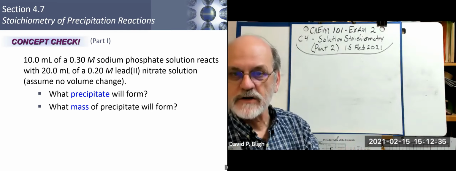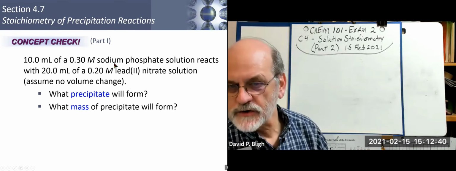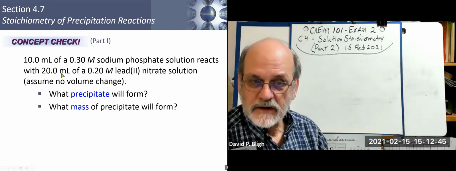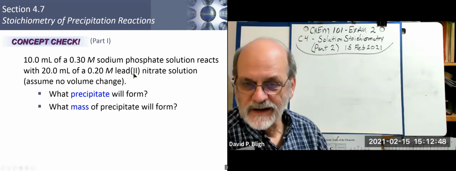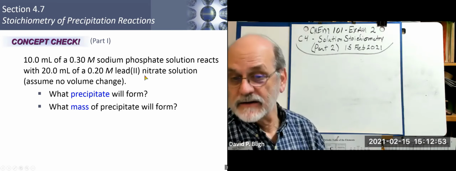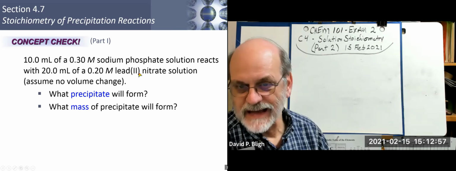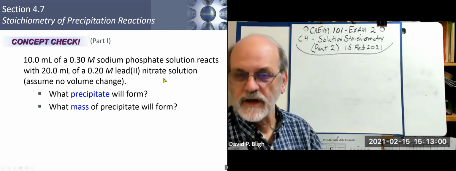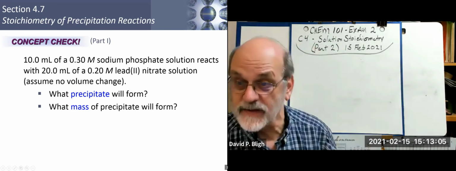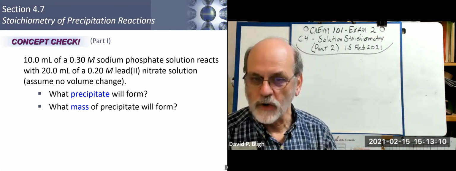So we'll balance our equation first. What do we have? 10 milliliters of 0.3 molar sodium phosphate solution reacting with 20 milliliters of 0.2 molar lead 2 nitrate solution. Okay? And notice that all nitrates are soluble. Right? So this lead nitrate is soluble. It's in solution. And you just pour the 2 solutions together. 10 milliliters of one, 20 of the other. And what do you get?